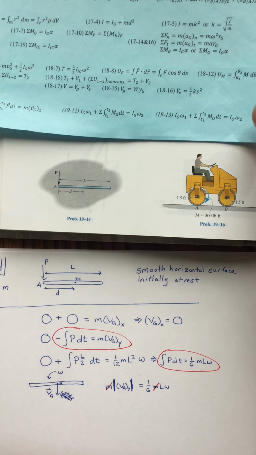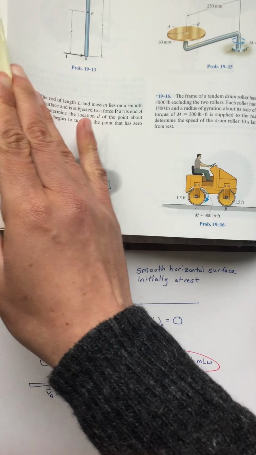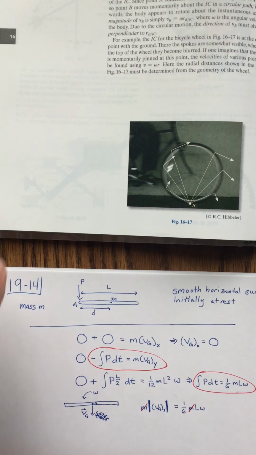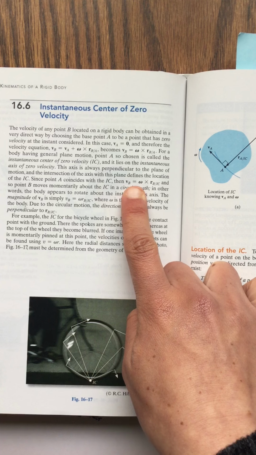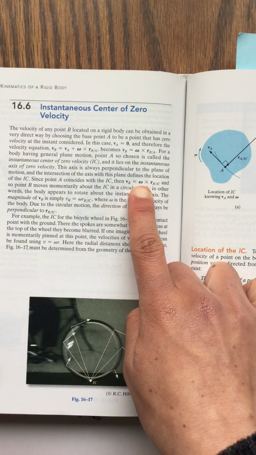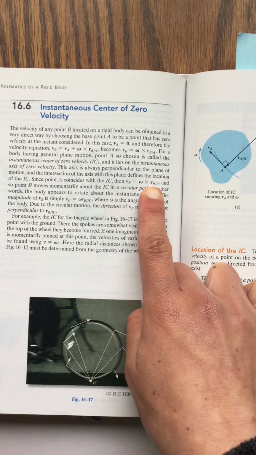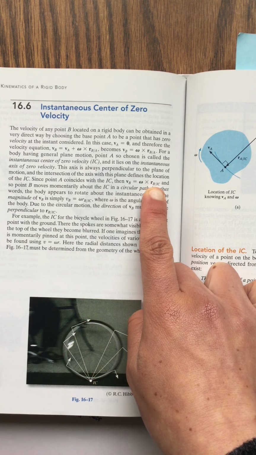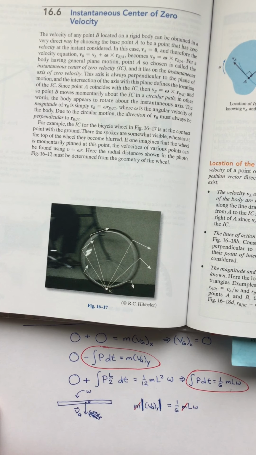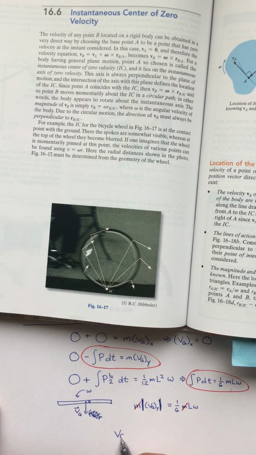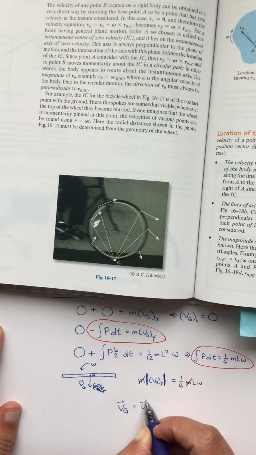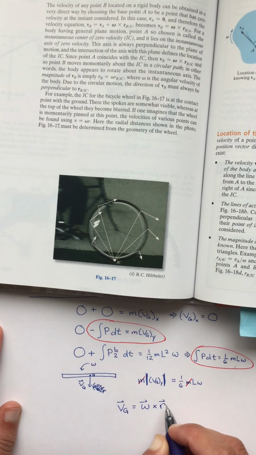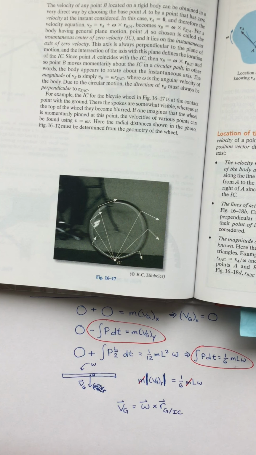Okay, now we want to go back to where we first learned about the instantaneous center of zero velocity. And we had this equation here. The velocity of point B is equal to the angular velocity crossed with this vector here, which goes to point B from the instantaneous center of zero velocity. So I want to write this as the velocity of the mass center is equal to the angular velocity crossed with this vector r, which goes to the mass center from the instantaneous center of zero velocity.